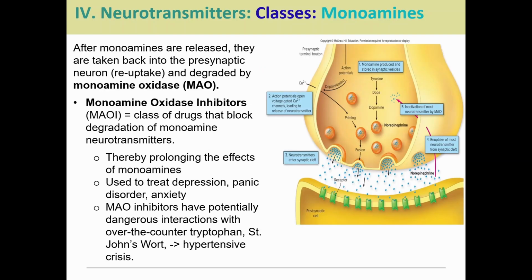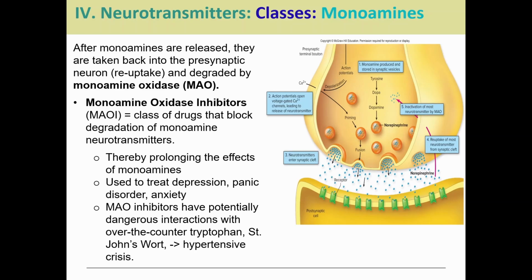When they get released, they get taken back into the neuron that released them, the presynaptic neuron. And then they get broken down by monoamine oxidase, or MAO. So you may have heard of medications called MAOIs. MAOIs are monoamine oxidase inhibitors. So these are going to be medications that basically block the degradation of monoamine neurotransmitters.